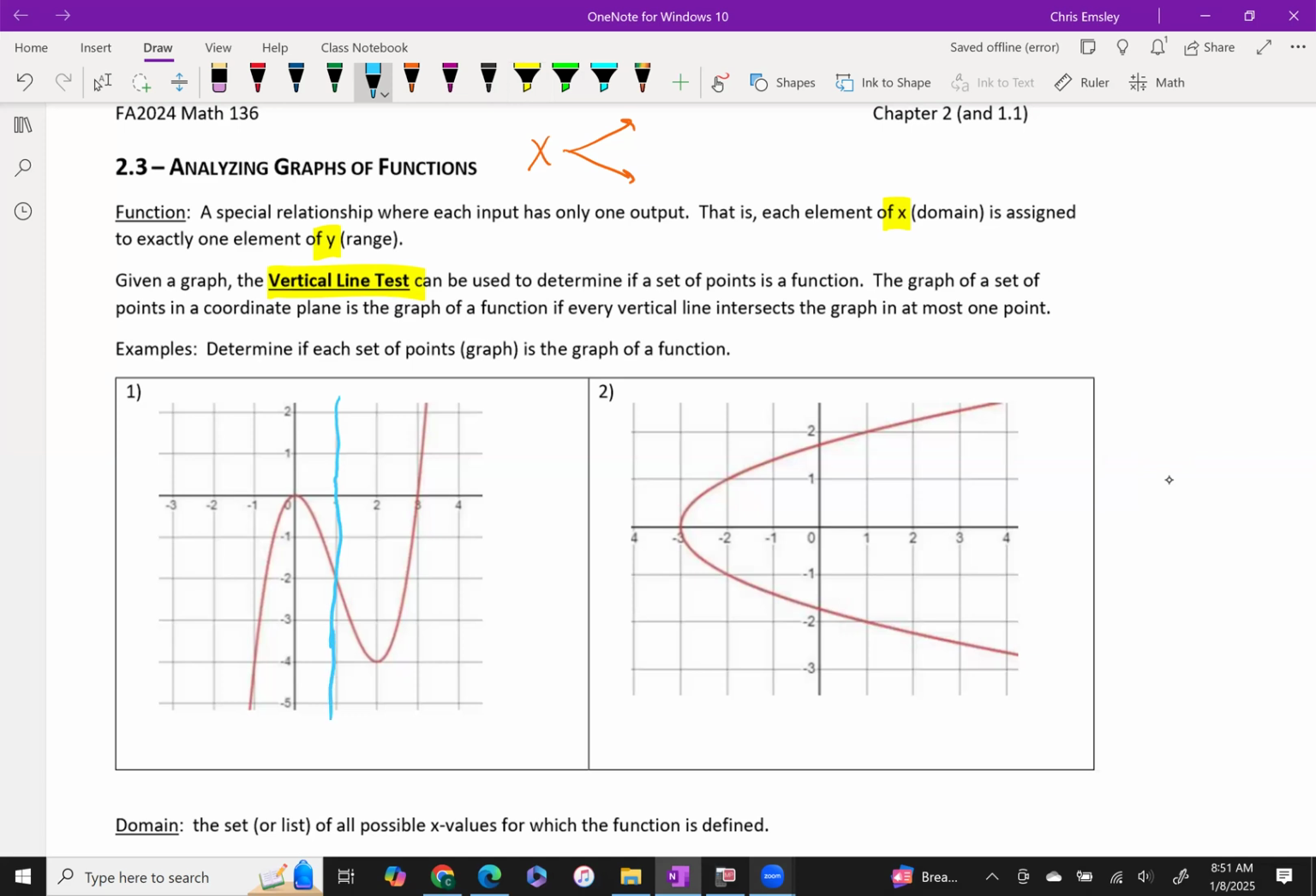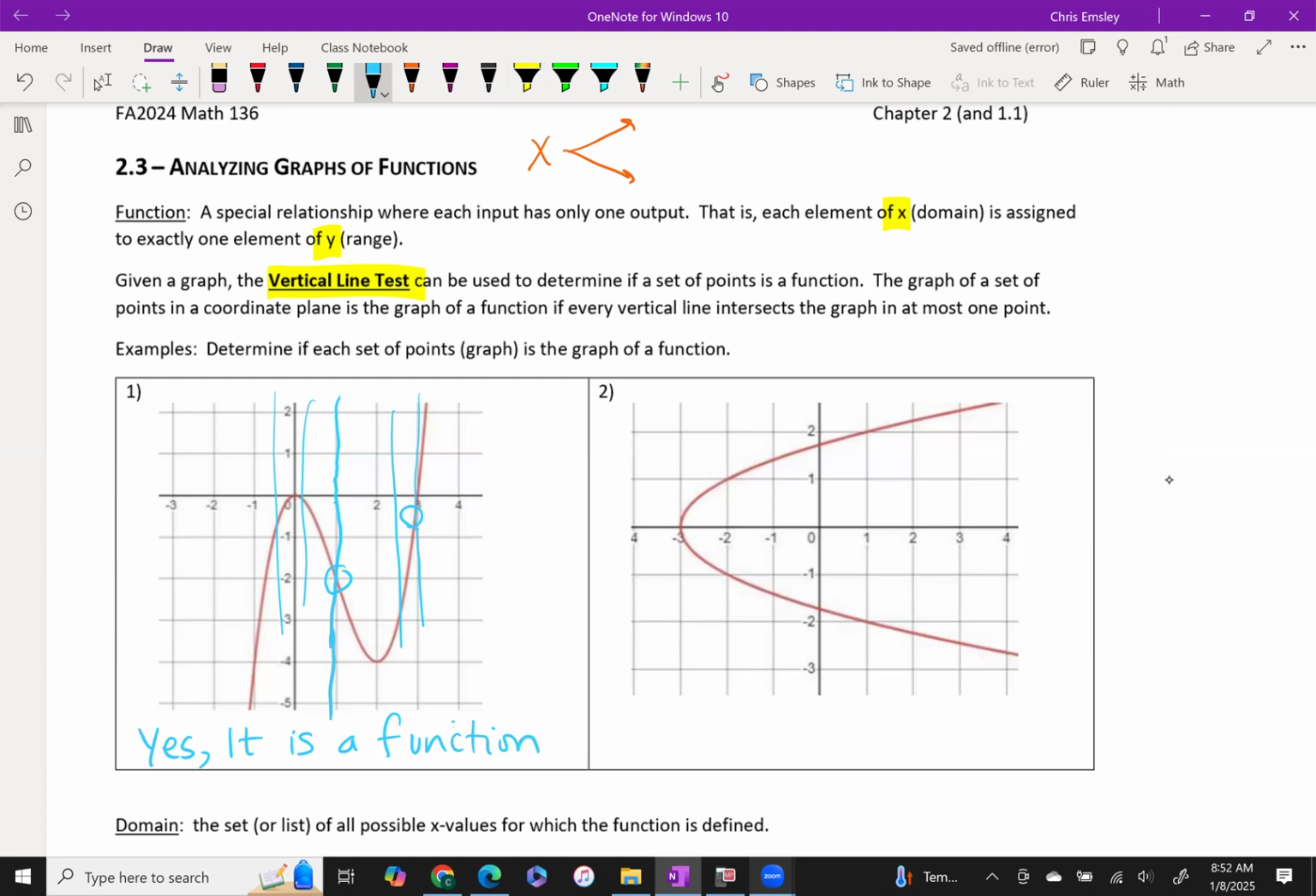And because, pretend that's a straight line, that touches our graph only in one place, that means for x equals 1, there is only one y value. And if you continue and you draw a vertical line here at 3 or at 2.5 or anywhere on this graph, notice it only touches the graph at one point. And that means that our graph has passed the vertical line test. And yes, this graph is a function because every x value only has one y value.